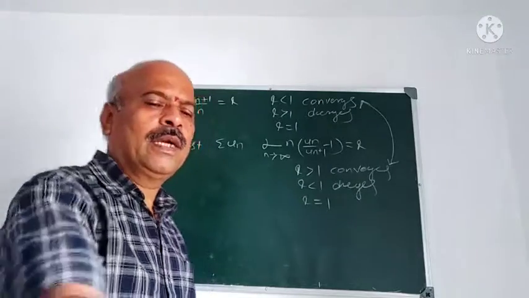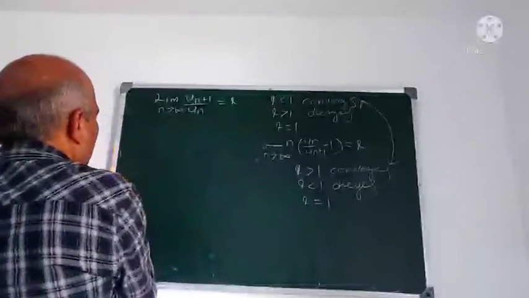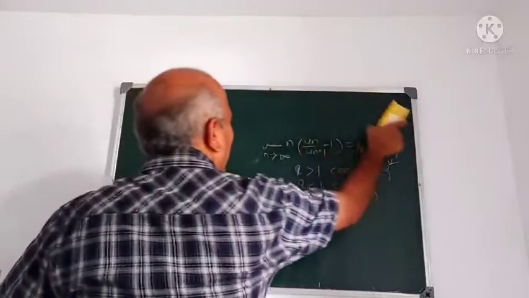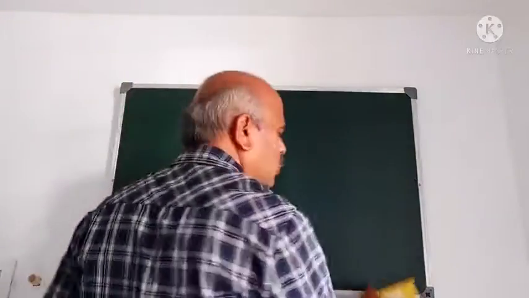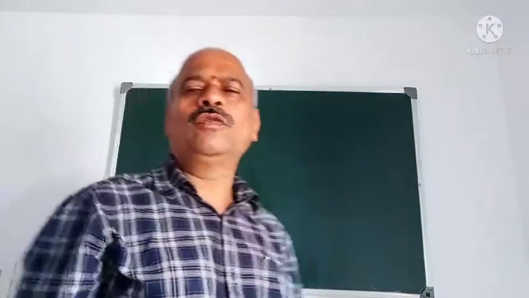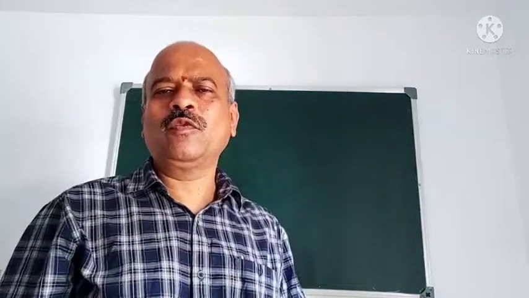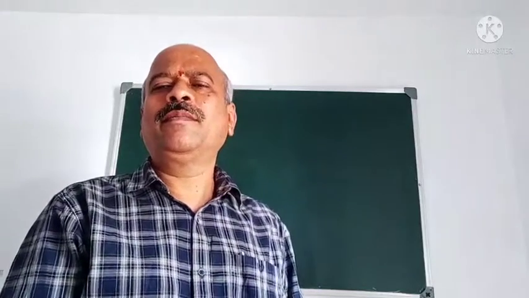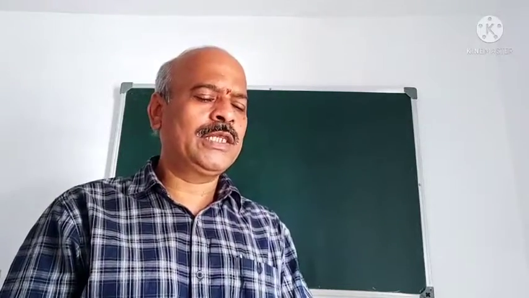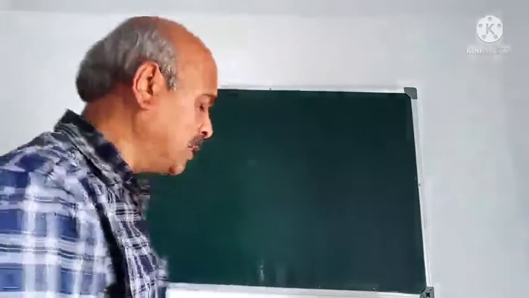Now I consider problems. See, usually when D'Alembert's ratio test fails, we use Raabe's test. We usually apply D'Alembert's ratio test for that particular type of problems. Suppose that D'Alembert's ratio test fails, then we use Raabe's test.